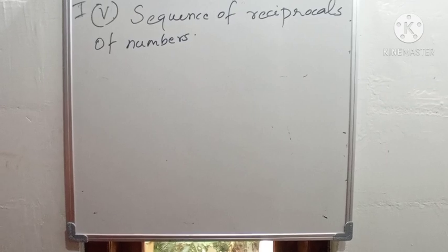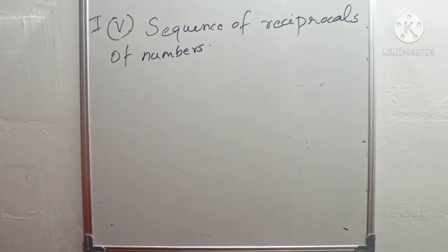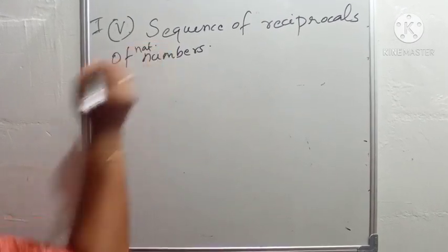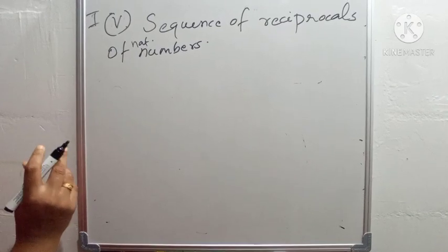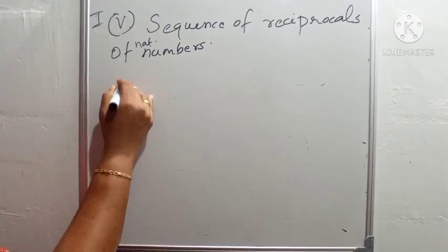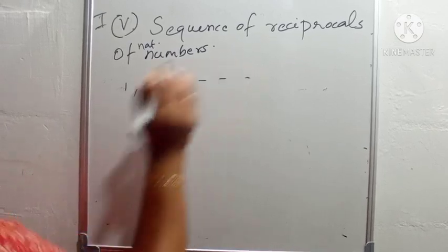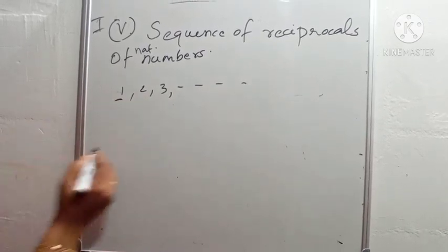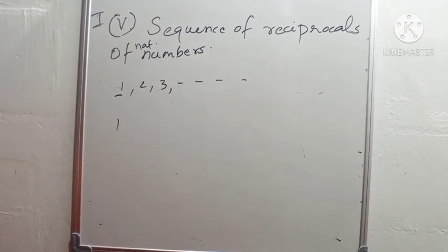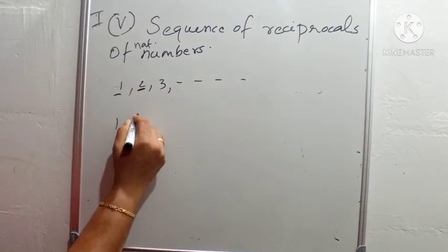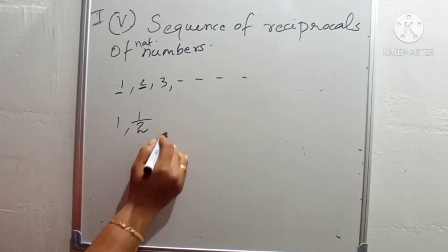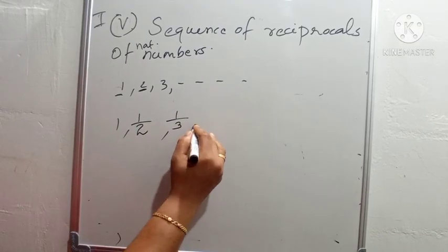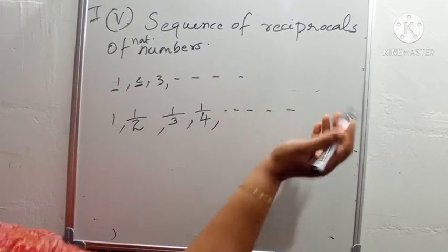Next is the fifth sub-question: the sequence of reciprocals of natural numbers. We know the sequence of natural numbers is 1, 2, 3, etc. And what about the reciprocals of natural numbers? What is the reciprocal of 1? The reciprocal of 1 is 1 itself. What about the reciprocal of 2? The reciprocal of 2 is 1 by 2. And the reciprocal of 3 is 1 by 3 and the reciprocal of 4 is 1 by 4, like that.